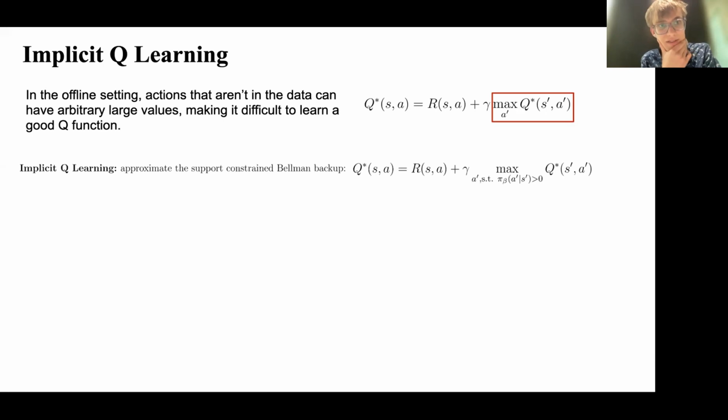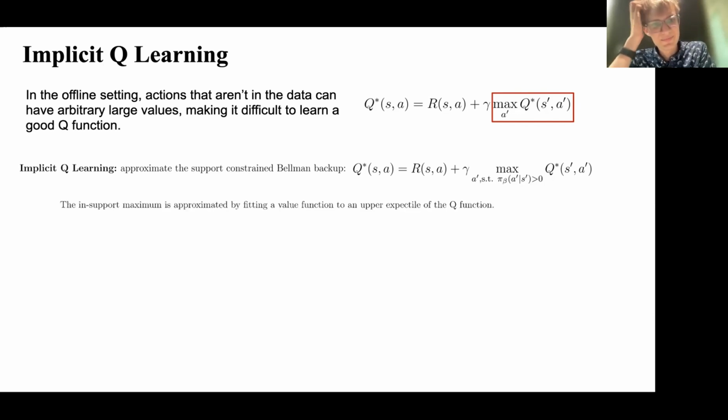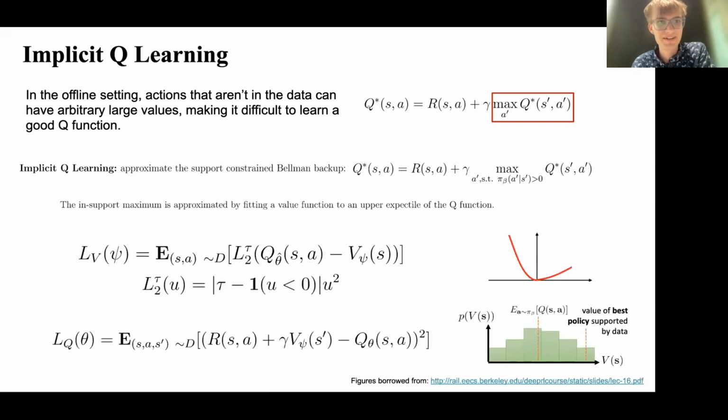So implicit Q learning recasts this Bellman equation with an additional constraint, which is, we're not just going to take the maximum over all actions, but take the maximum over all actions that have some probability greater than 0 in the data set. And this fixes the problem. And how we actually do that is by essentially learning a value function, which represents this right-hand side maximum over Q values.